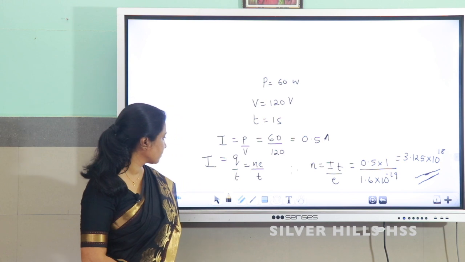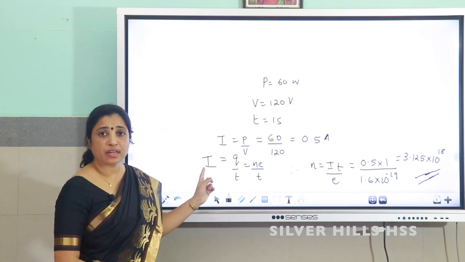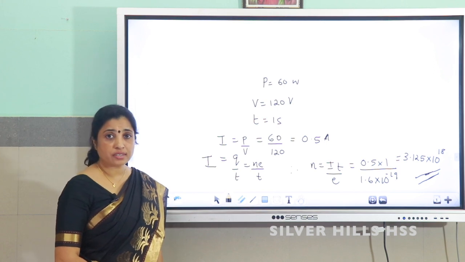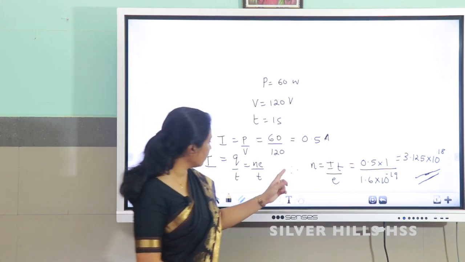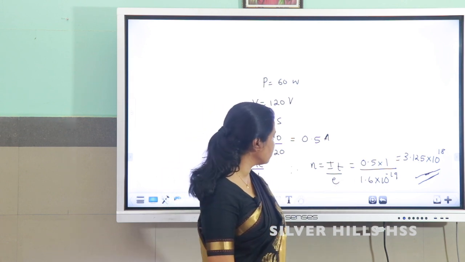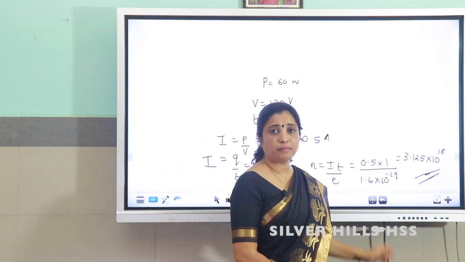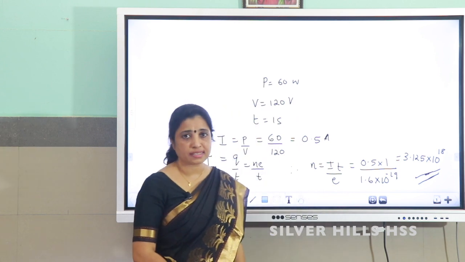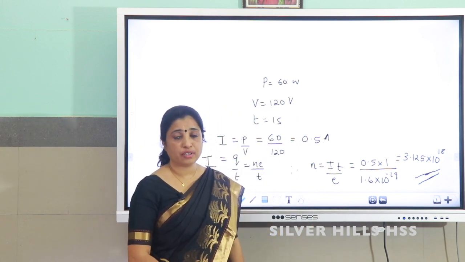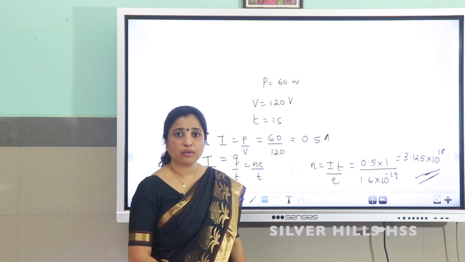120, 0.5 ampere. Also we have the equation I is equal to Q by T and Q is equal to NE according to quantization of charge. So you can write N is equal to IT by E. Substituting the values, you get 0.5 into 1 divided by 1.6 into 10 raised to minus 19, and the answer is 3.125 into 10 raised to 18. This is the number of electrons.